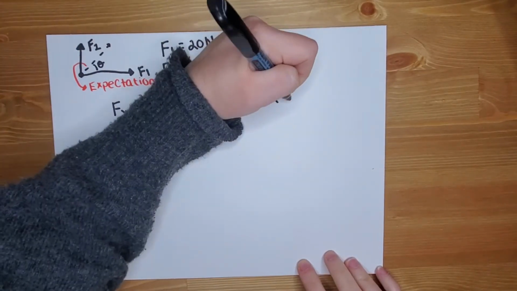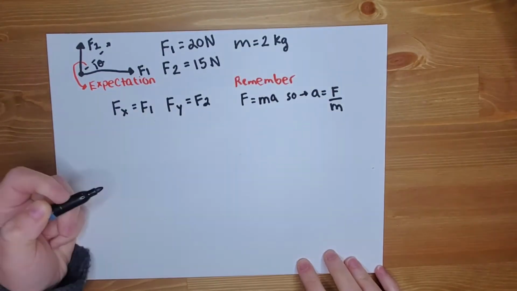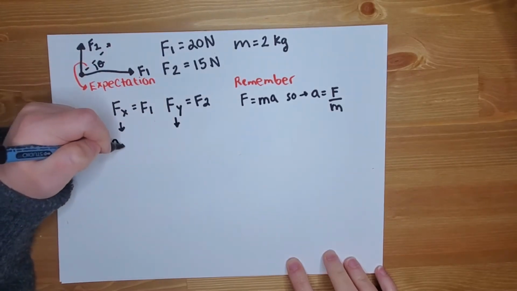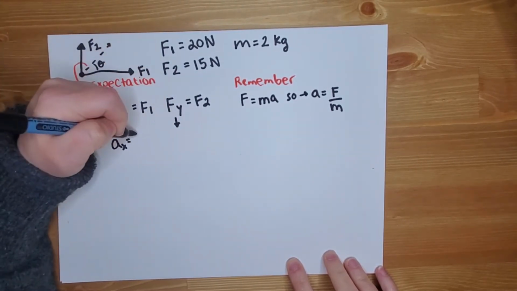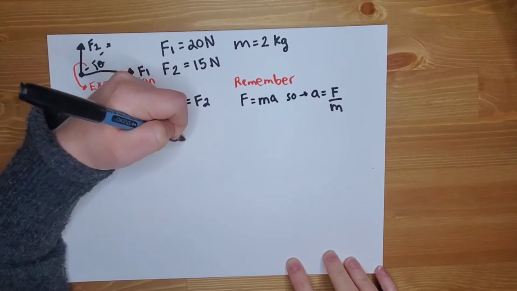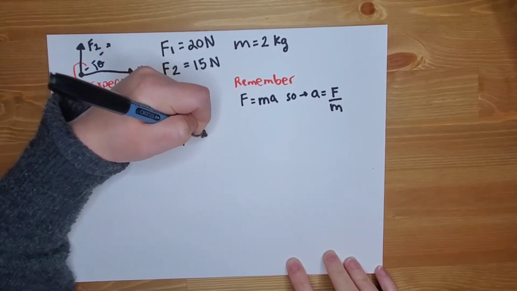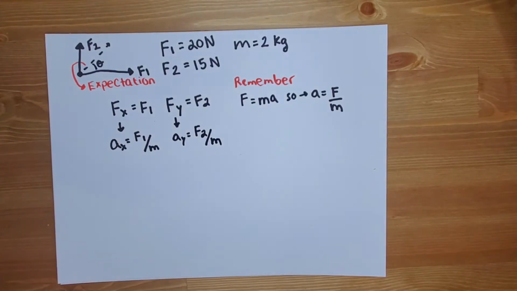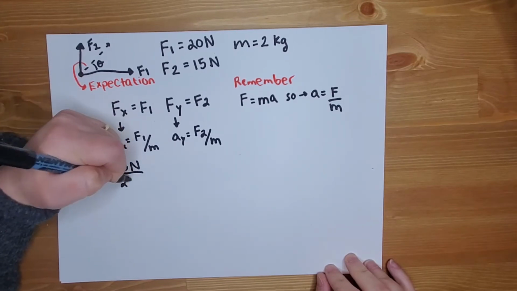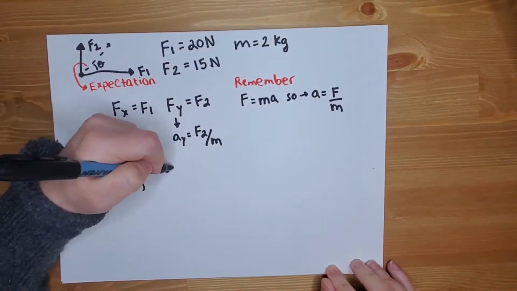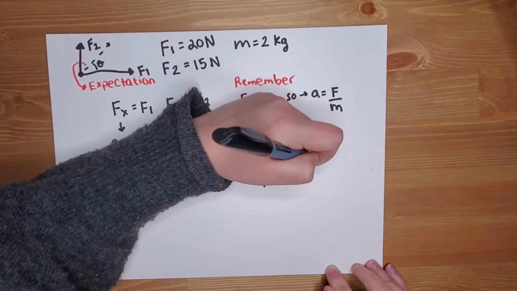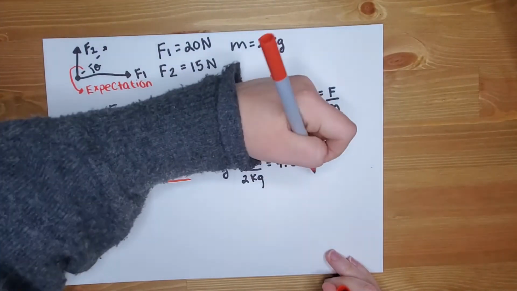I will also write Newton's second law equation so we remember how to solve for the acceleration, which is just F equals ma, or acceleration equals force over mass. So now we can solve for the acceleration of the horizontal component and the acceleration of the vertical component. We'll just do F1 over m for the first one and F2 over m for the second one. Once we plug in our numbers, 20 newtons over 2 kilograms gives the horizontal acceleration, which is 10 meters per second squared, and the vertical is 7.5 meters per second squared.